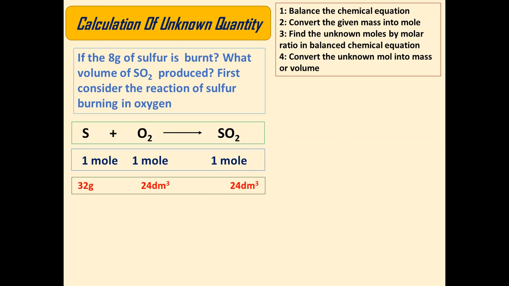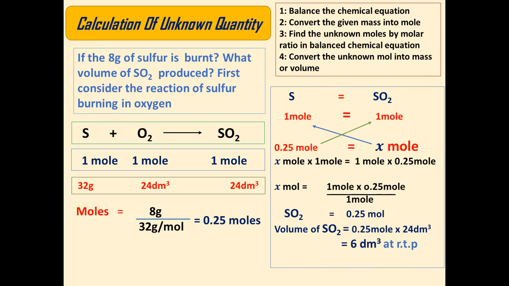So we're going to convert first the mass of sulfur into the mole. The molar mass of 1 sulfur in the periodic table is 32. So we're going to divide 8 gram by 32 gram per mole. This will give us a value of 0.25 moles. Now, the reference is the sulfur with the reference of sulfur dioxide. In the balanced chemical equation, 1 mole of sulfur is producing 1 mole of sulfur dioxide. So 0.25 mole will produce X mole of sulfur dioxide.